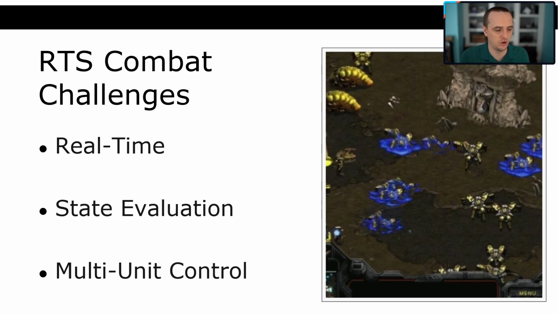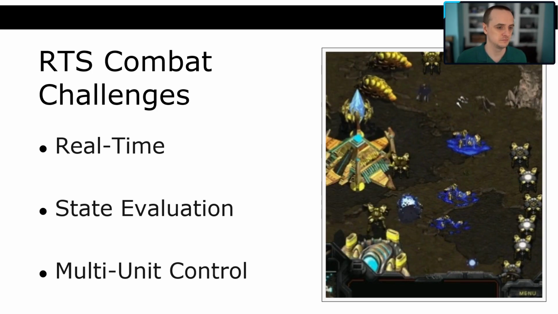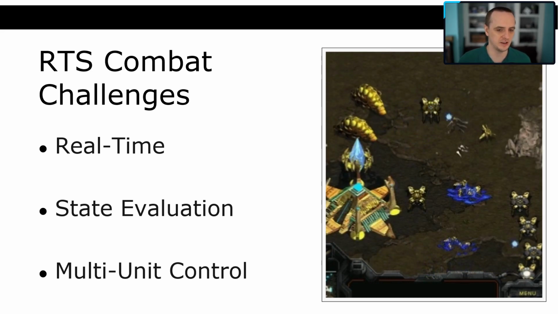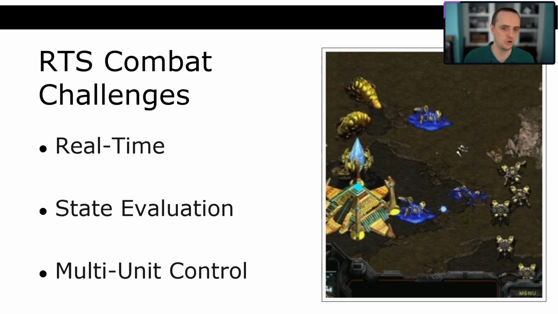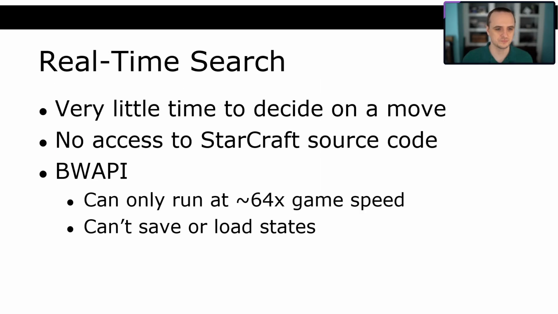You look at a potential solution, and you say, what is the current frame of the game? How long did it take to build that? In combat, it's not so easy. And also you have multi-unit control, which leads to a bunch of problems. So we have very little time to decide on a move, and we don't have access to the source code.